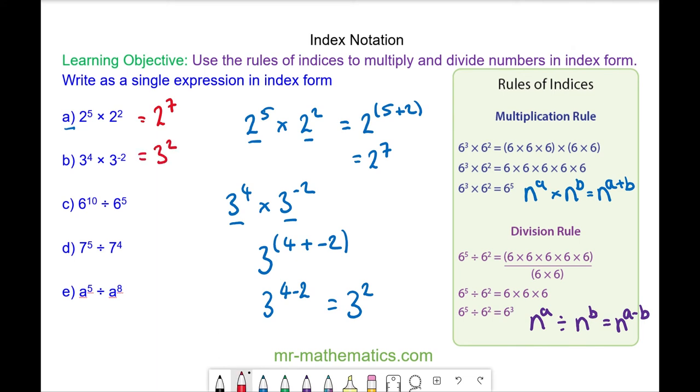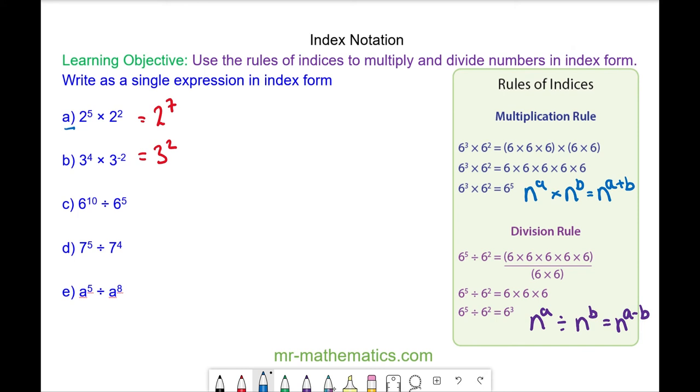Okay, let's try question C. So we have 6 to the power of 10 divided by 6 to the power of 5. You can see the bases are the same, and it is a division, so it is a subtraction of the powers. And 10 take away 5 is 5. So we have 6 to the power of 5. Do you want to try question D yourself by pausing the video, and you can resume it when you're ready?